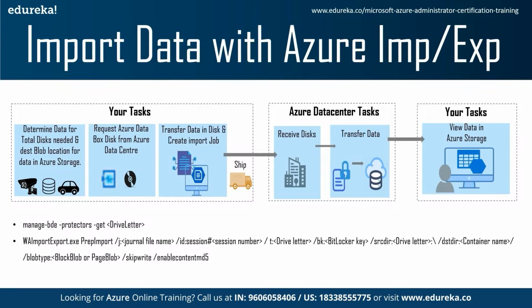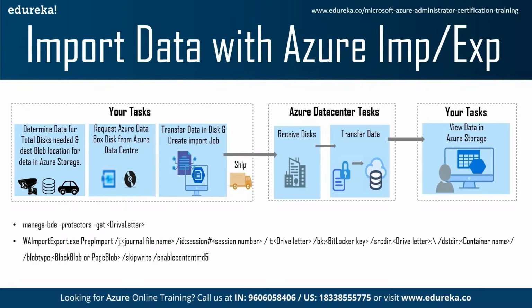There will also be a session number that will be generated, the session ID, so that also you have to put. Then there will be the same drive letter, for the drive you are going to upload. For that, you have to give the drive letter, just like I've explained: local disk C, then D, then F are drive letters. Then you have to give the BitLocker key that will also be generated through the WA import export tool. And then again the source directory drive letter, and the destination directory container name you have to give.